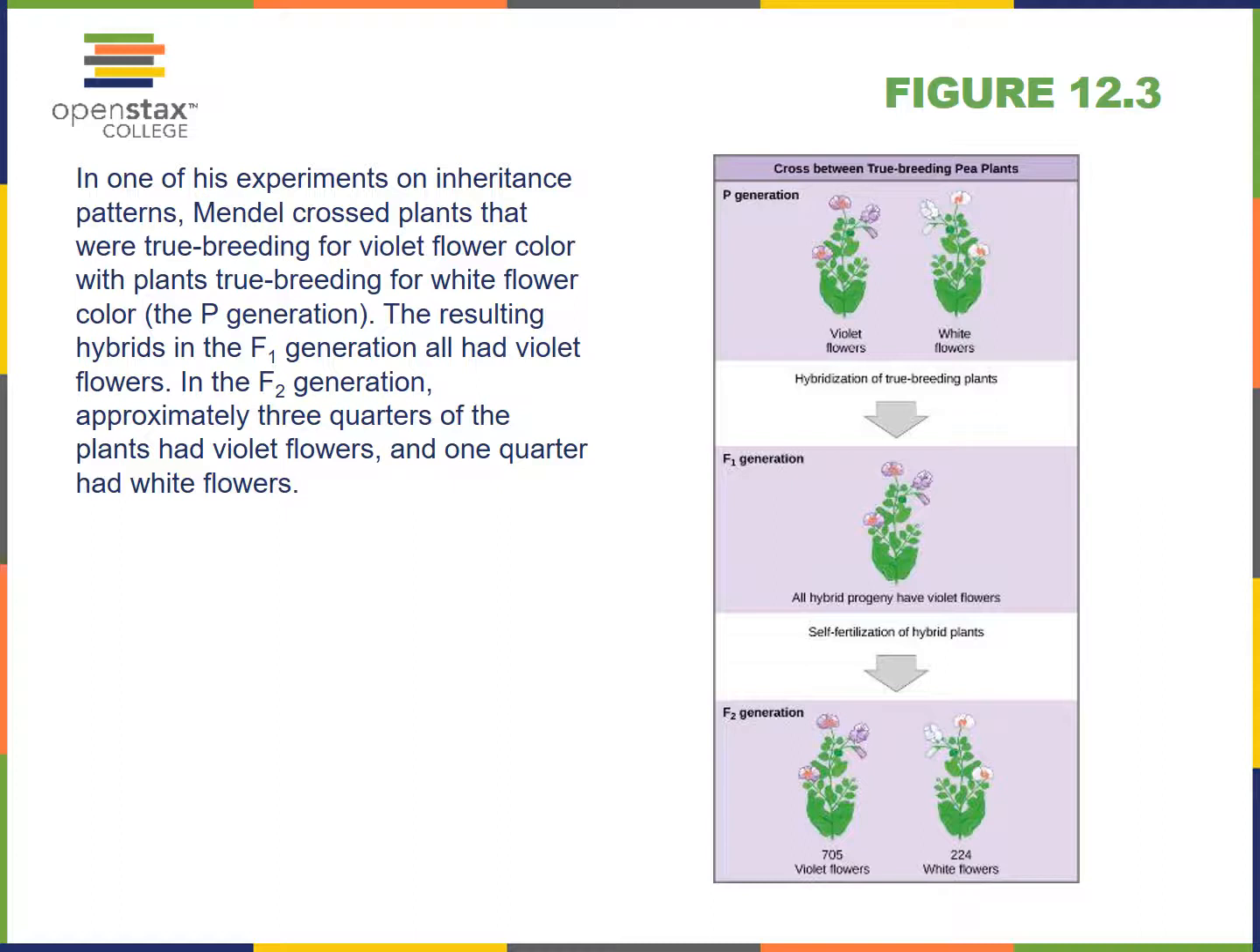He called it dwarf. For the characteristic of seed texture, he saw round or wrinkled traits. For seed color, that characteristic, he saw yellow and green seeds. So those are the two traits. So your traits, he called them traits, we call them phenotypes. But the characteristic, you should always call those characters.